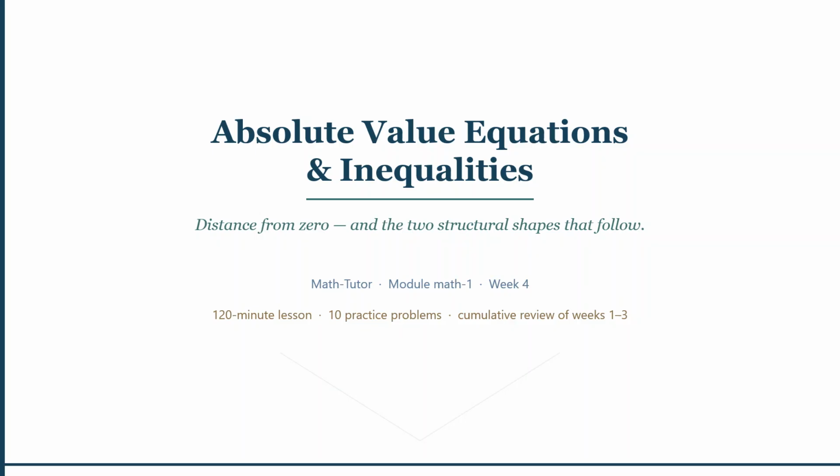The single concept this week is distance from zero. The piecewise definition of absolute value drives every problem in this lesson, and the two structural shapes, bounded interval for less than or equal to, two disjoint rays for greater than or equal to, are the same shapes that show up in L1 regularization and mean absolute error in modeling. Phase A, Math Track, Lesson 4.